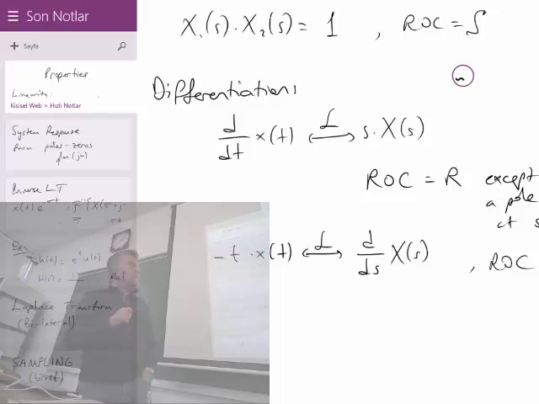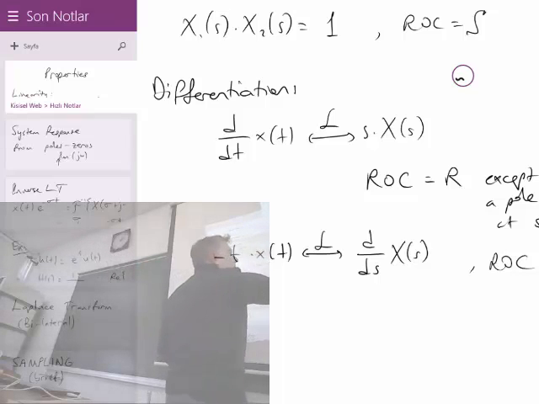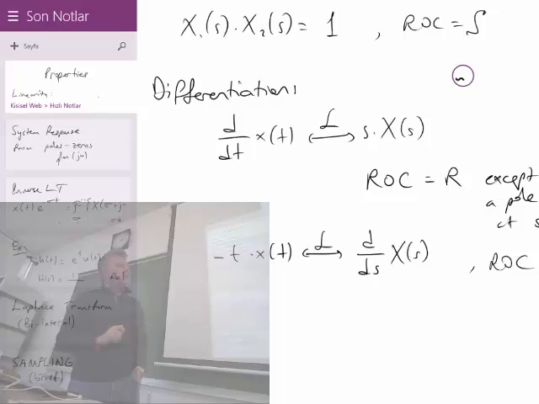But since we are more familiar with the time domain, the Laplace domain derivative corresponding to minus t times x of t, how can we use that? Let's see an example about its utilization.